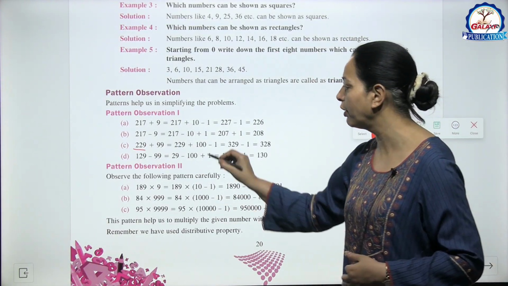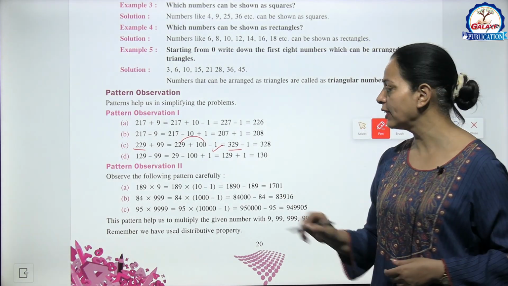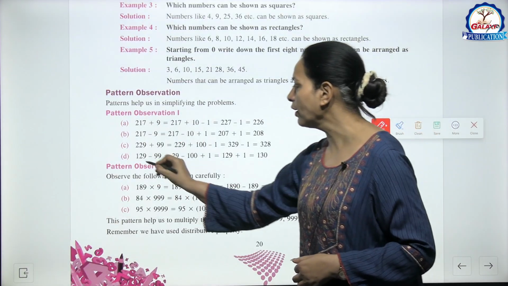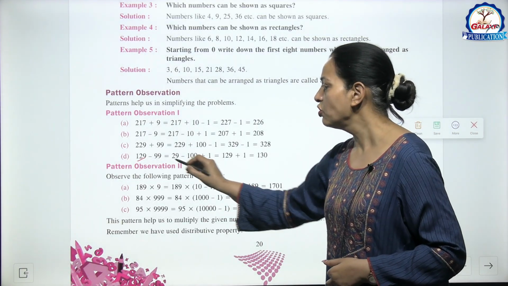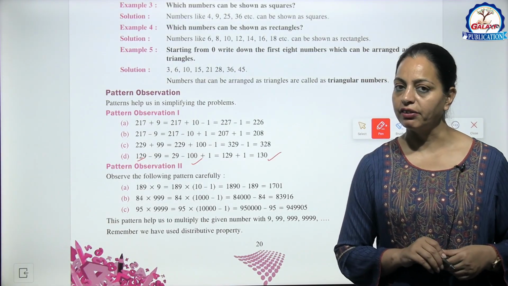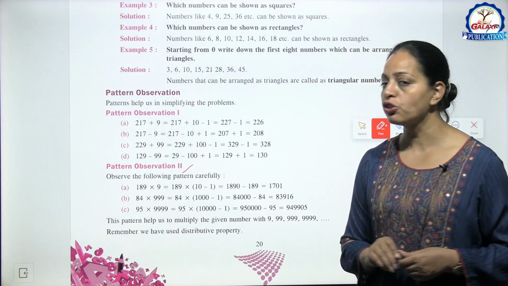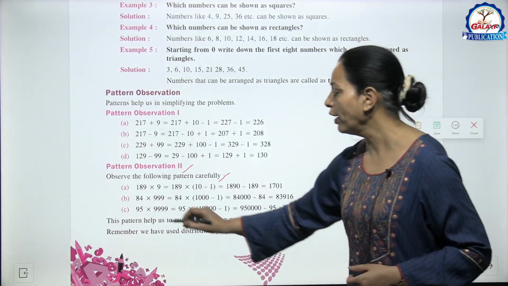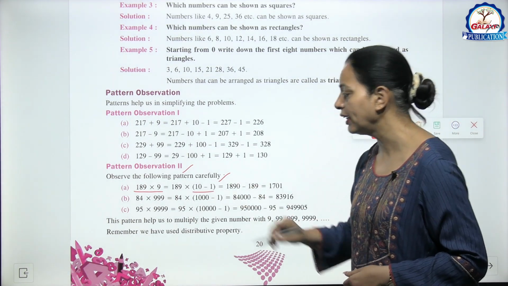Now C part, 229 plus 99. 99 को हम लिख देंगे 100 minus 1. Add these two. So 329 minus 1. Answer is 328. Now D part, 129 minus 99. So we can change 99 100 minus 1 में, we will get 130. I hope these are clear to you. Now see pattern observation 2. Observe the following pattern carefully, like A part, 189 into 9. So 9 को हम लिख देंगे 10 minus 1.